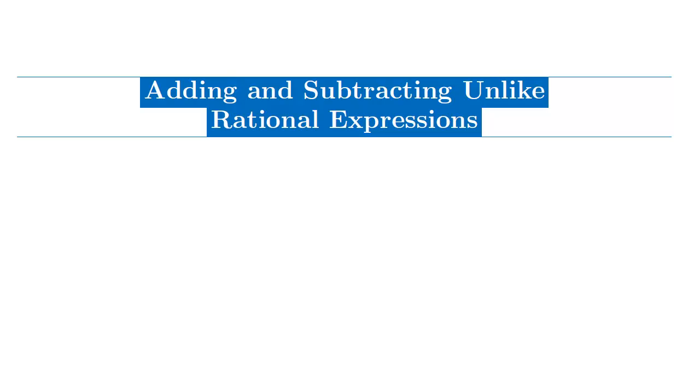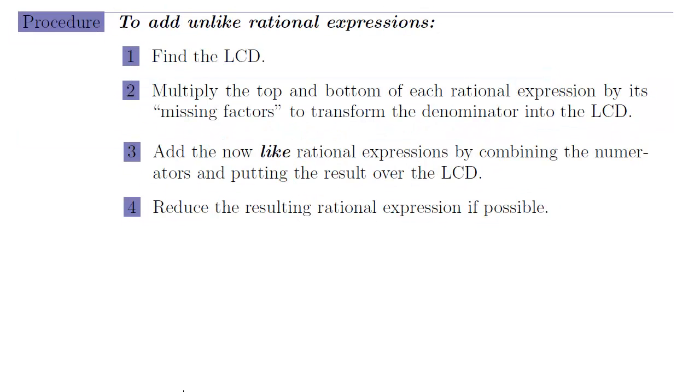In this topic, we discuss adding and subtracting unlike rational expressions. Let's now summarize our procedure for adding unlike rational expressions. That is, rational expressions are fractions that have different denominators. Step 1. Find the LCD, the least common denominator.